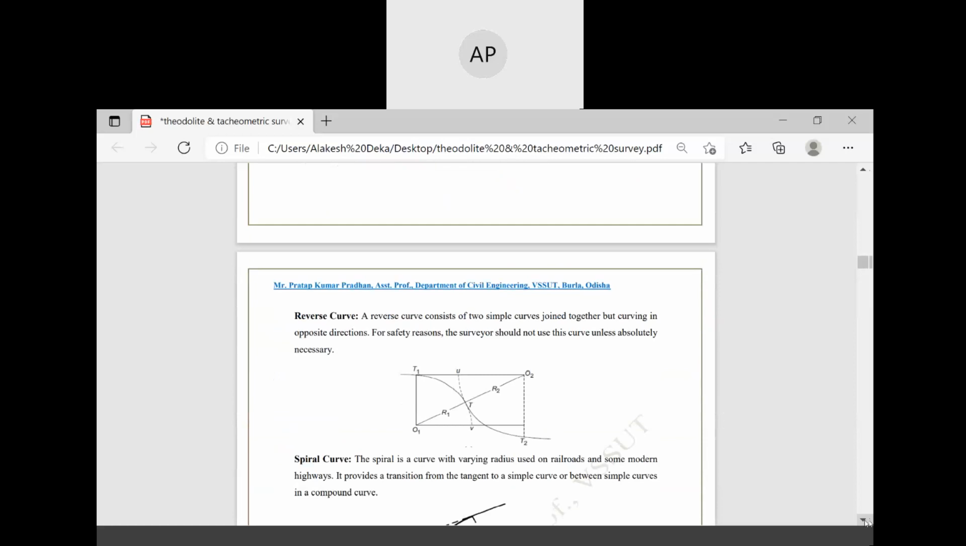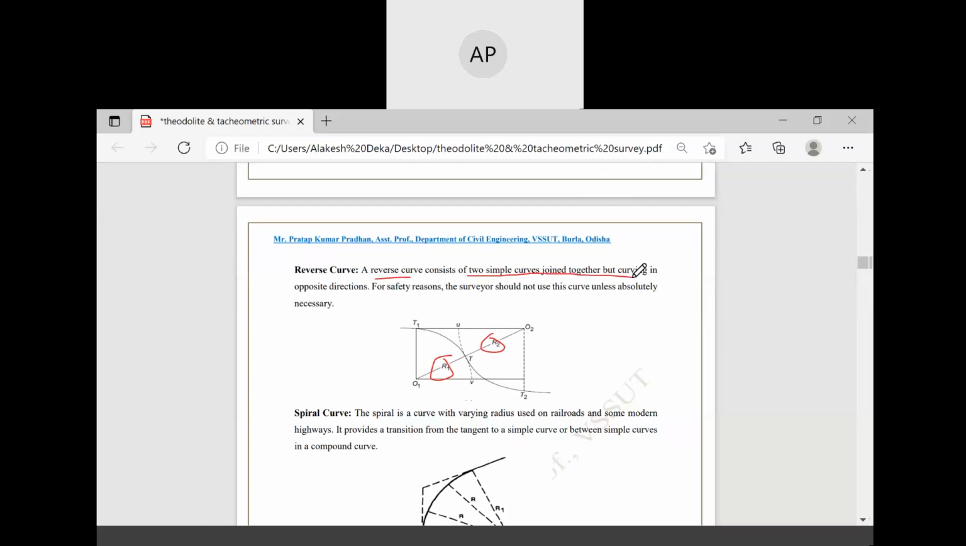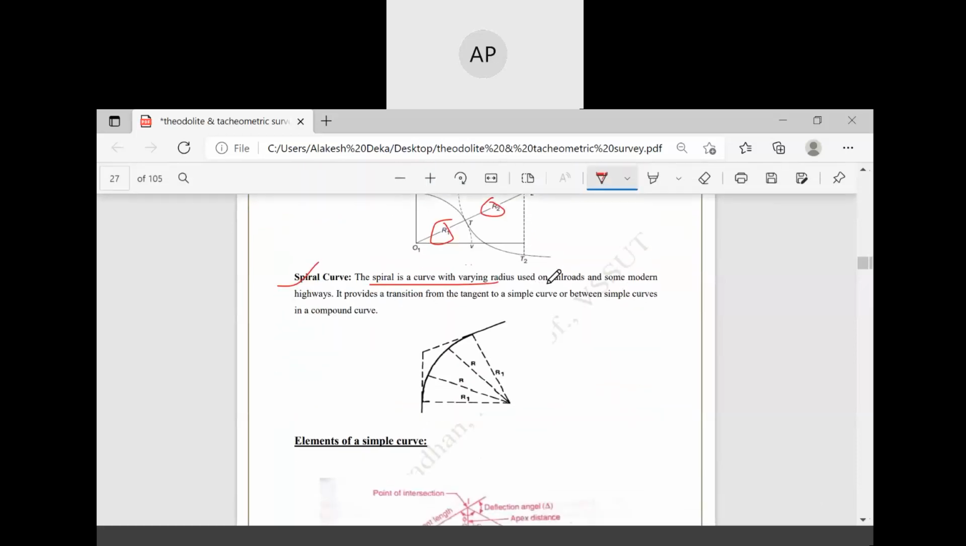Next one is the reverse curve. They have different radii and are opposite in direction. A reverse curve consists of two simple curves joined together but curving in opposite directions. Next one is the spiral. The spiral curve also has varying radius. On railroads and some modern highways, it provides a transition curve from the tangent to a simple curve or between simple curves.